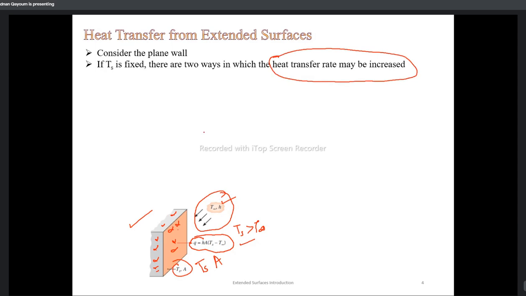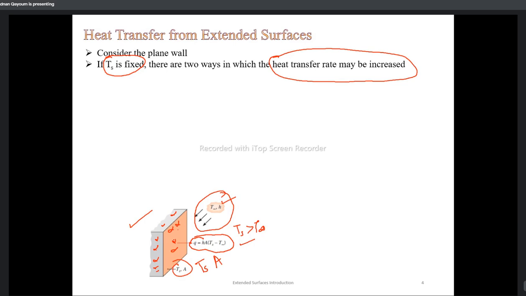Take it that the surface temperature is fixed, because this surface will be part of some system. This will be part of your mobile phone, or your computer. So you cannot change it. It's fixed. It depends on the conditions in which your system is operating, by the performance and other things which are prevailing. So TS is fixed, and you want to increase heat transfer.